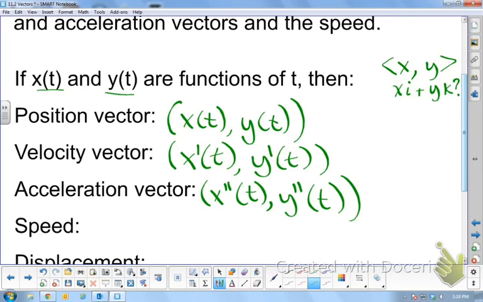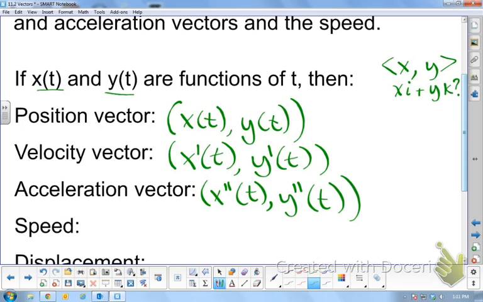Now speed, we do need to get a little more complicated with. Speed, what do you think it's going to be based off of, though? Velocity. What's the only difference between speed and velocity? Velocity can be negative. So velocity implies a direction. You're either moving forwards or backwards. Speed is just all about how fast are you going. It doesn't care about direction.